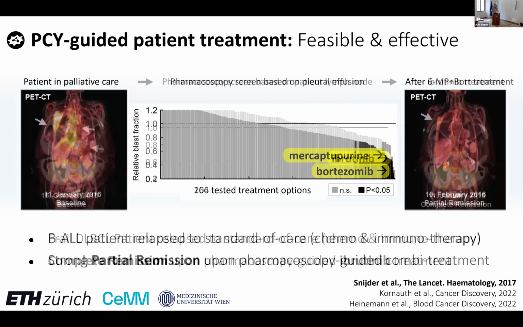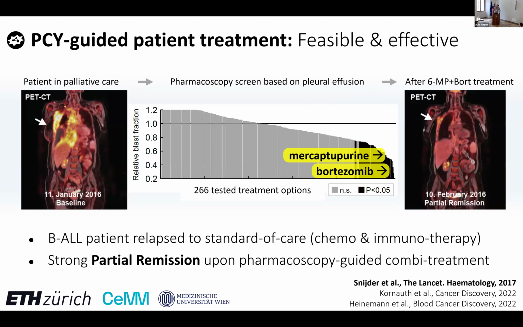Another early such example, back in 2016: a middle-aged woman, also with a lymphoma. You get this tumor buildup around the lungs. We could screen hundreds of possible treatment options. The clinicians again picked 2 of the top drugs out of our hits, and the patient had a very strong partial response to that treatment.